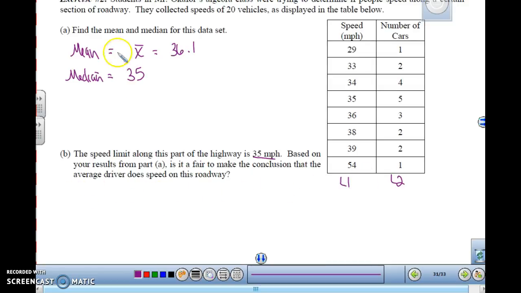Well, why are the mean and the median different? They're close, but they're a good mile per hour off. So one is speeding and one isn't. When you find the average of something, you add them up. Now, all these numbers are pretty close except for what number? The 54. The 54 will affect the mean because when you add 54, it's going to raise the mean up. So actually, the median is a better way to reach the conclusion. So, is it fair to make the conclusion that the average driver does speed on this roadway? No.